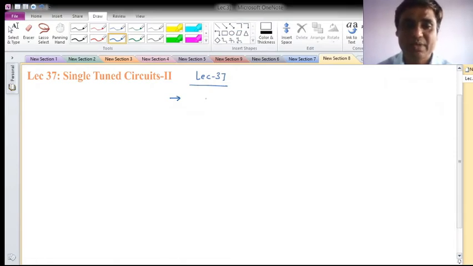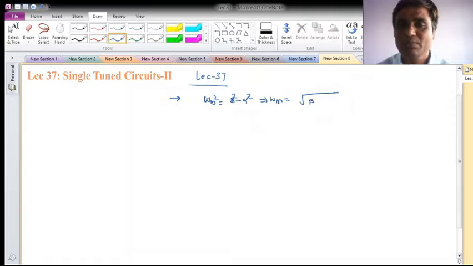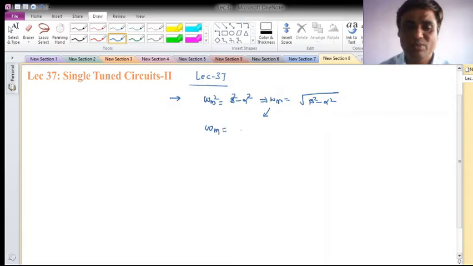From that we derived the equation for the frequency at which I get the maximum magnitude, which was omega m square equals beta square minus alpha square, or omega m equals the square root of beta square minus alpha square. We also expressed omega m in terms of zeta and omega n, which was omega n times the square root of 1 minus 2 zeta square. Let me analyze these two equations first.